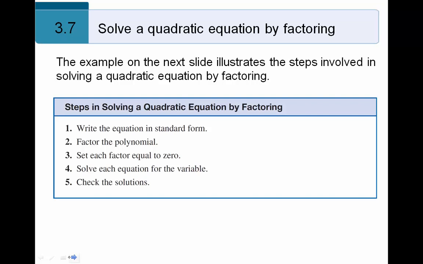The example on the next slide illustrates the steps involved in solving a quadratic equation by factoring. These are the steps that we're going to use today to solve quadratic equations by factoring. First, we'll need to make sure that the equation is written in standard form. Then we will factor the polynomial. Once the polynomial is factored, we will set each factor equal to 0. Then we'll solve each equation for the variable, and then we can plug each solution in to make sure that our answers are correct.